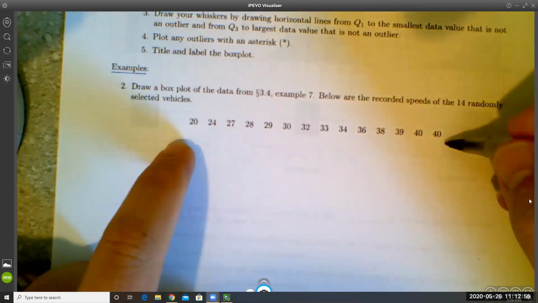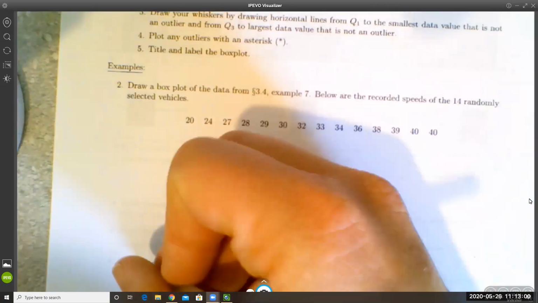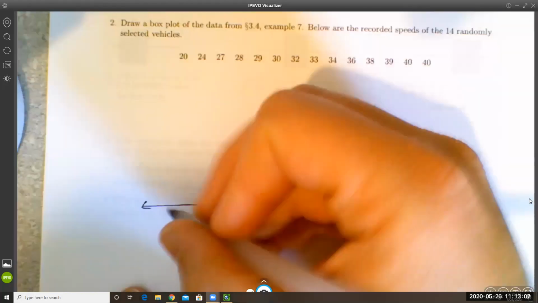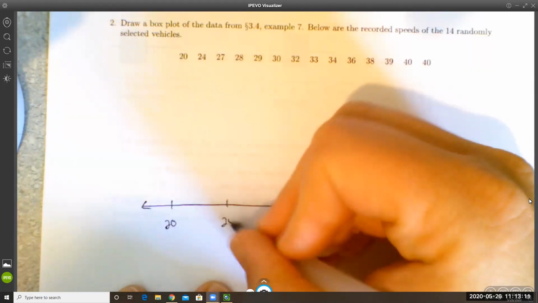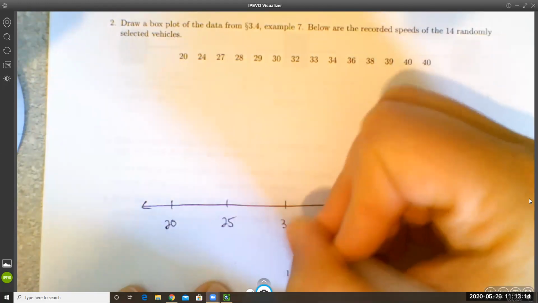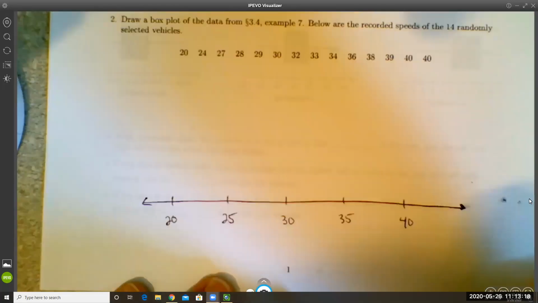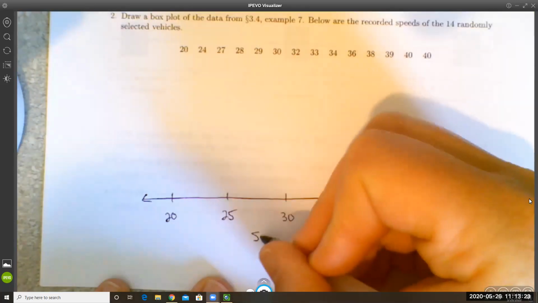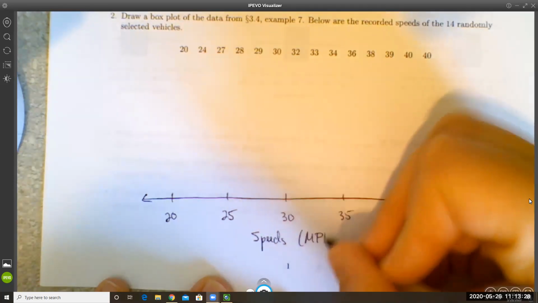So what I need to do is draw a number line that goes from 20 to 40. I shouldn't do this in pen because I'm liable to make mistakes, but I'm going to say 20, 25, 30, 35, and 40. And these represent speeds, right? So this was speeds in a construction zone. So this is speed in miles per hour, okay?